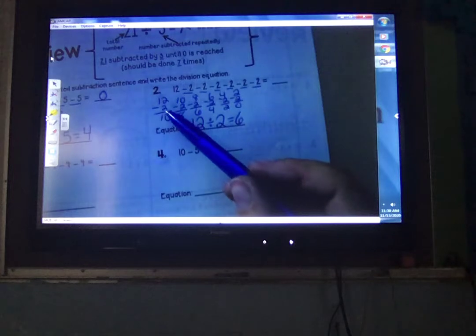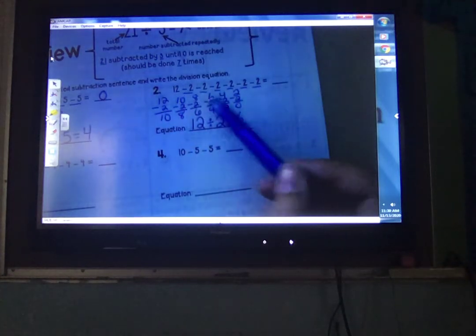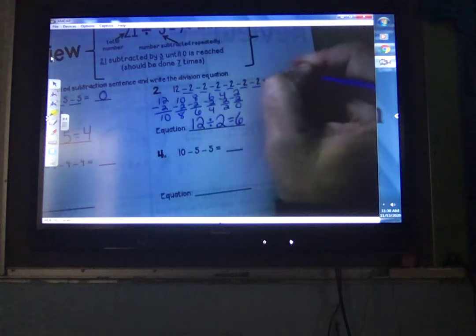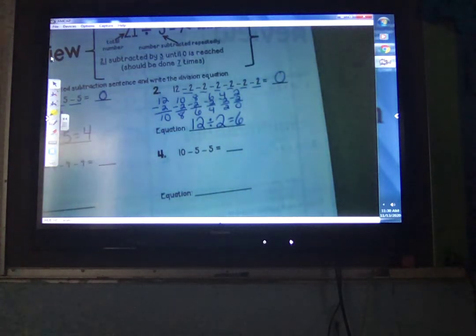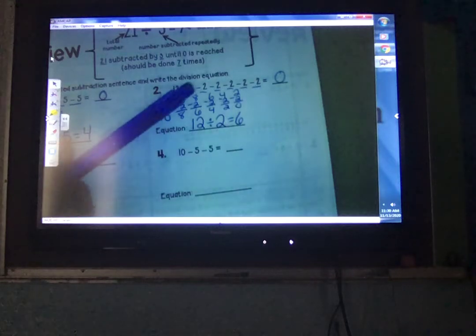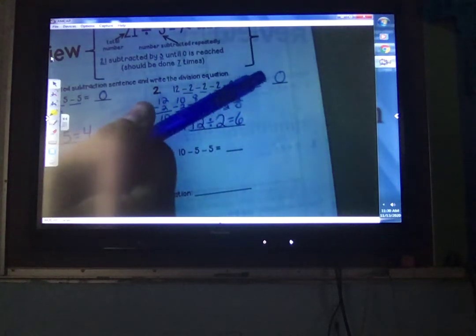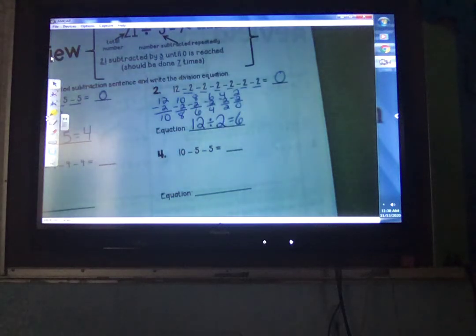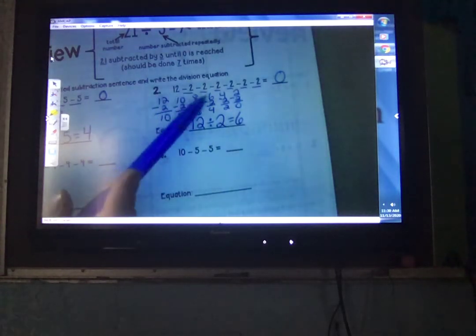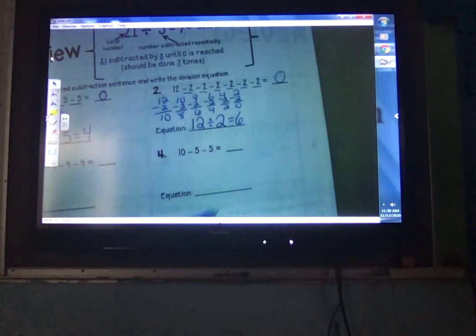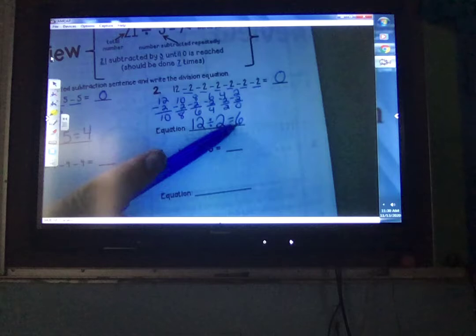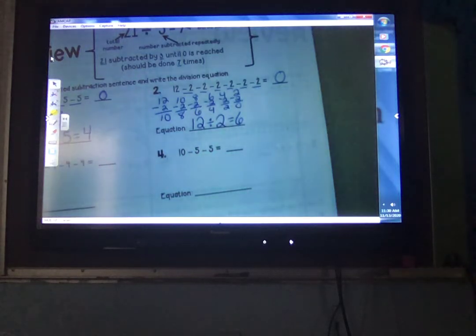You can see I could take 2 away from 12 1, 2, 3, 4, 5, 6 times before I get a 0. So this is how you're going to work the top section. You're going to show me how to take away that number until you get to 0. All of your subtraction answers should be 0. That's when you know to stop subtracting. You can't go any further once you have nothing left. However many times it takes you to get to 0, that's what your quotient's going to be. It took us 6 times to make 12 turn to a 0 when we were subtracting a 2. So you'll finish that top section.